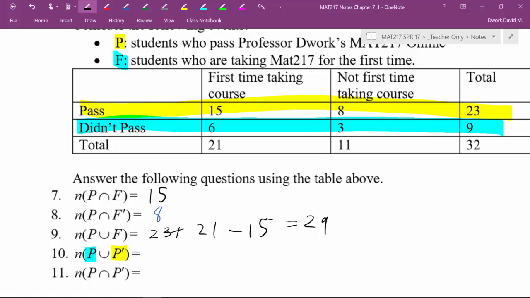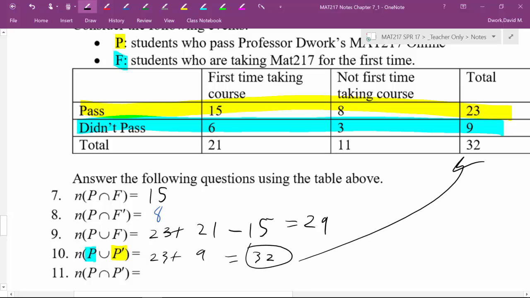Right. So therefore, just logic says that would be everybody from that first yellow line, that's 23, and everybody from the blue line, that's 9. So therefore, that gives me 32. That's everybody in the course. Yay, we figured that one out. All right. Now the next one, that's the union.